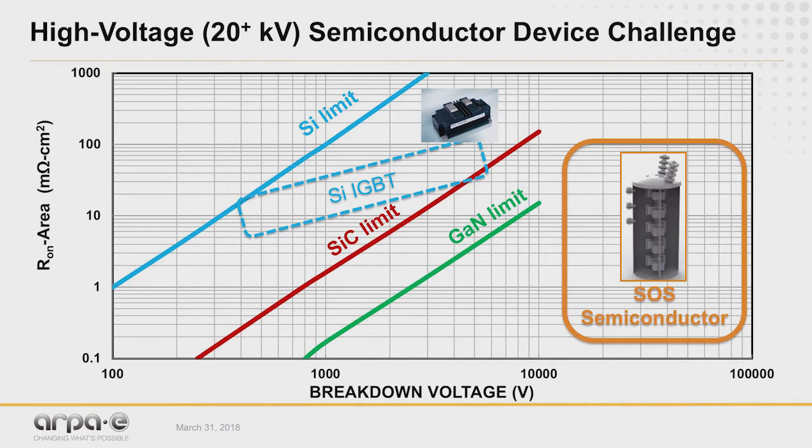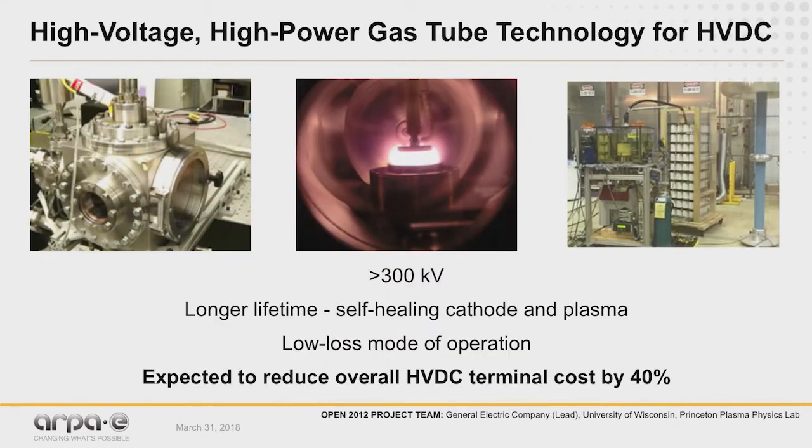Another solution is looking at gas tubes and plasmas to achieve high voltage, high power switches. For example, this is a GE project from Open 2012, and this team has been able to demonstrate 125 kilovolt switching results. They're about to demonstrate a 300 kilovolt operation, and this device has features like self-healing cathodes, a very exciting development, but it's very early stage. So can we take something like this out of the lab and make transformers out of this concept?